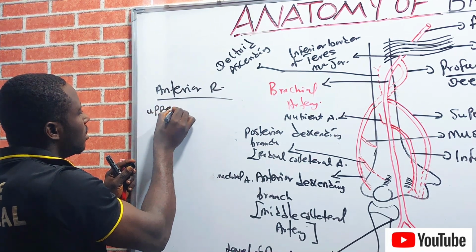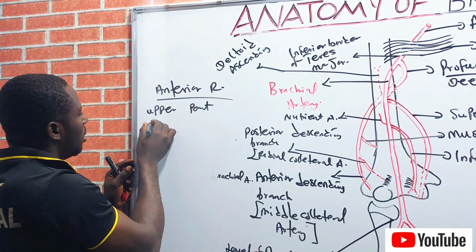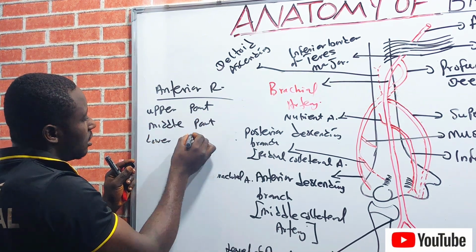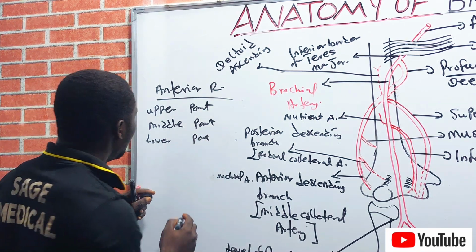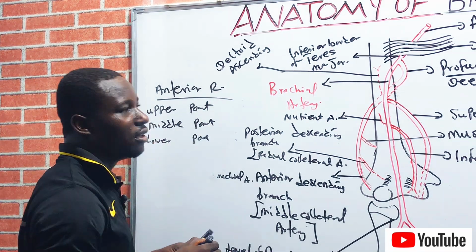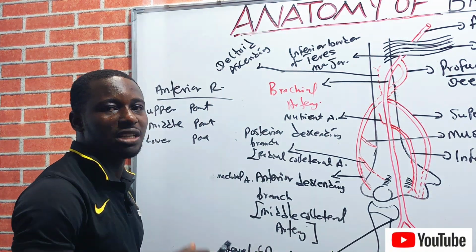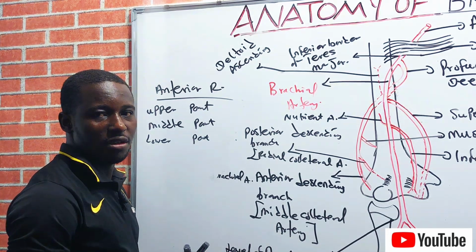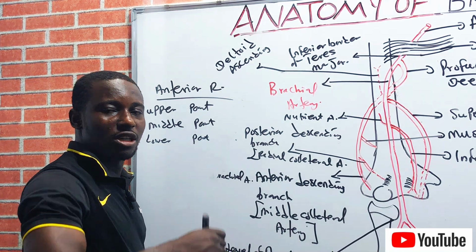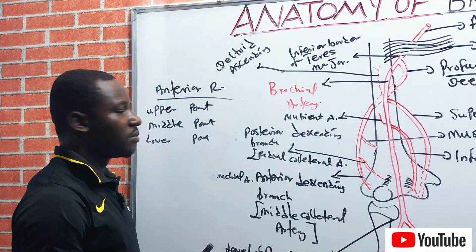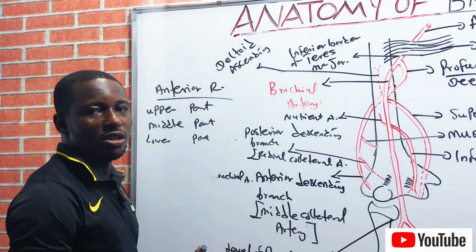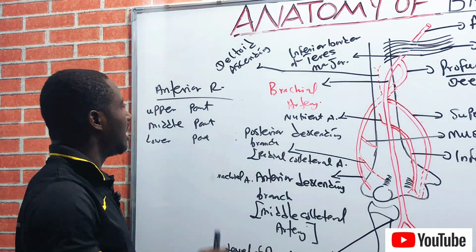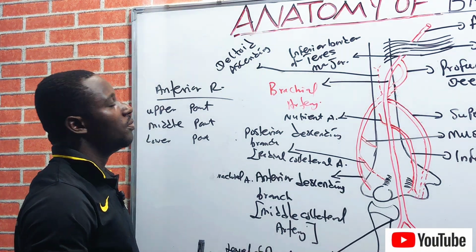The upper part, the middle part, and the lower part. On the upper part, it is related to the medial cutaneous nerve of the forearm, which lies in front of it. On the middle part, it is related to the median nerve that crosses it from the lateral to the medial side. On the lower part, it is related to the bicipital aponeurosis, which crosses it in the cubital fossa. So that is the anterior relation of the brachial artery.